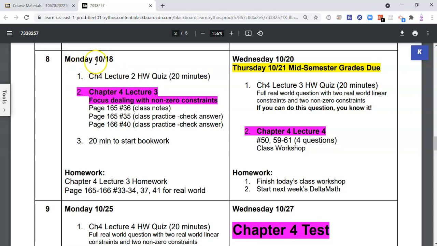So on the 18th, tomorrow, 10:18, the starting place is refreshing your memory or doing question 36 if you were not here. That's the class notes example. And then comes 2 class practice questions, page 165, number 35, and page 166, number 40. Following that, we have our textbook homework.